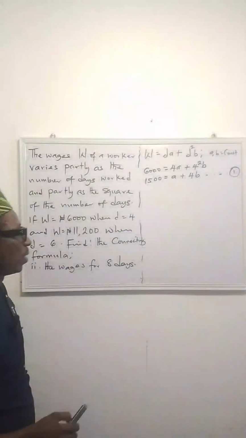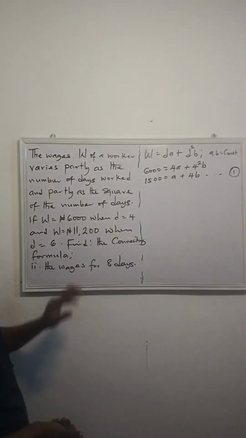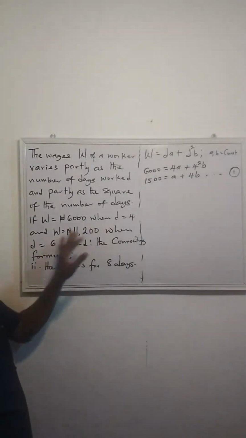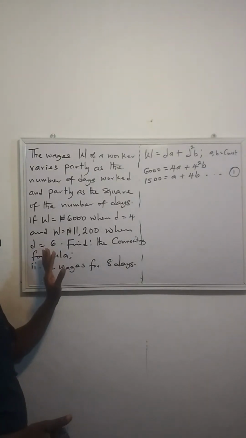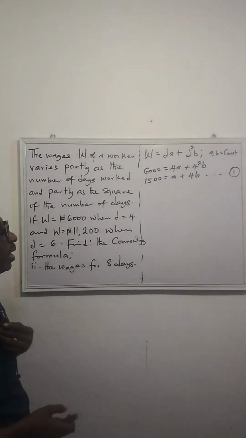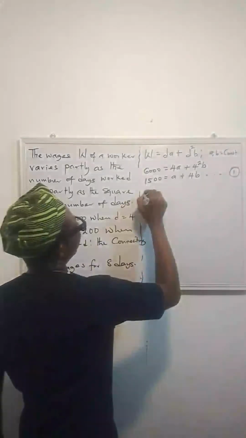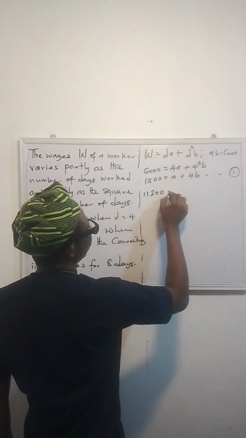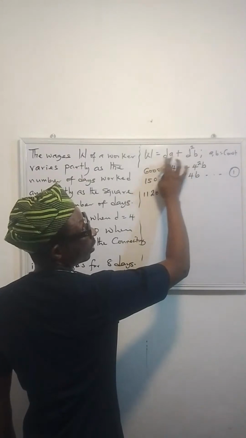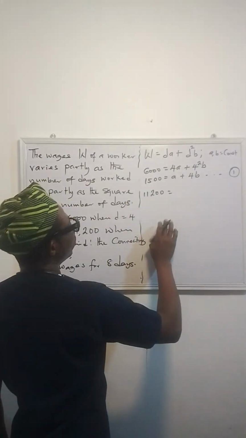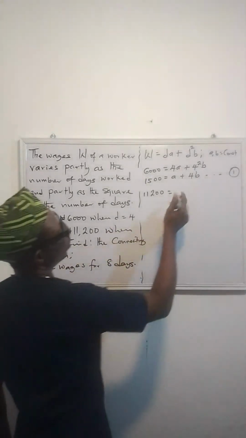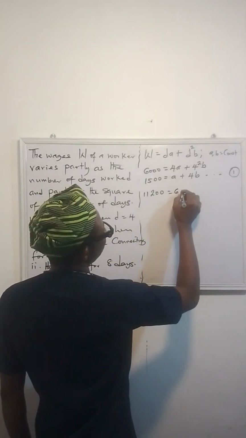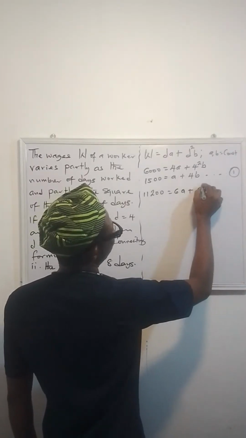Now let's look at the second pair given in the question. We are told that W is 11,200 when D is 6. So let's plug that in. We have 11,200 equals, now we are plugging into this equation, D is 6 this time around, so we have 6A plus 6 squared B.